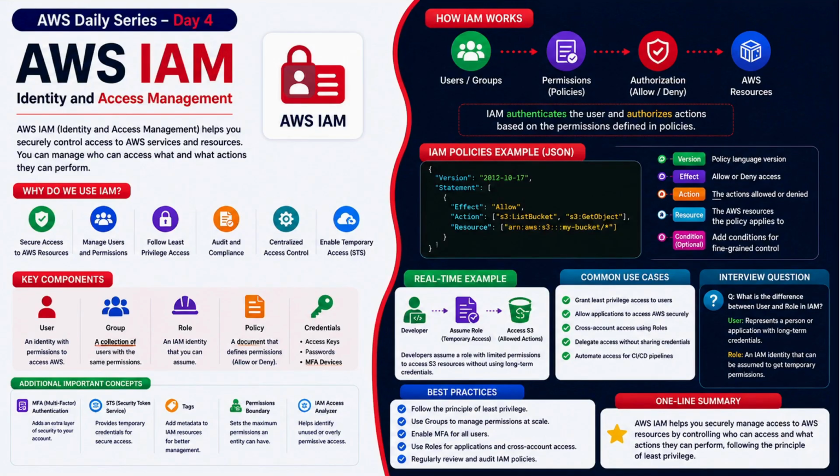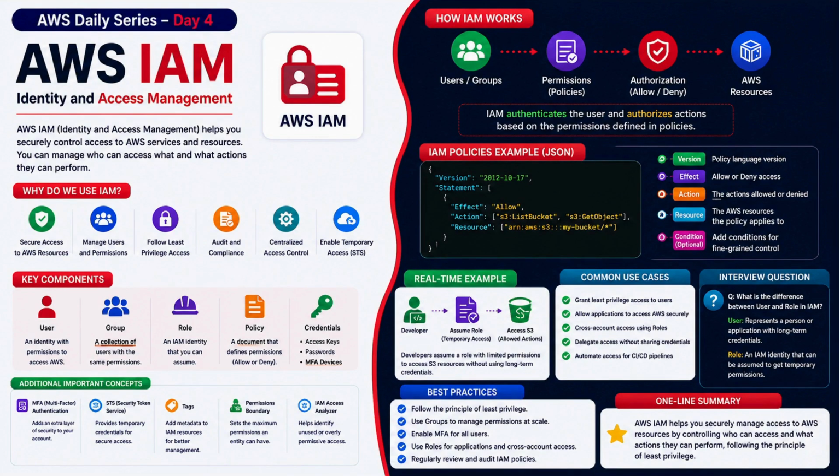IAM also supports tags. You can think of them like labels that help you to organize and manage your IAM resources more easily. And there is another helpful feature called IAM Access Analyzer. It checks your permissions and alerts you if any access is too broad or potentially risky. That will help you to improve security.